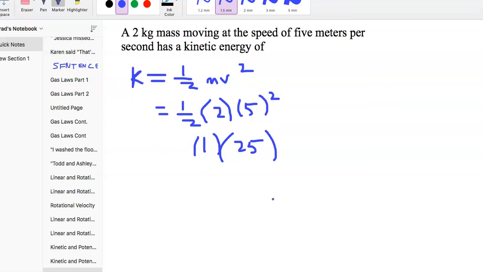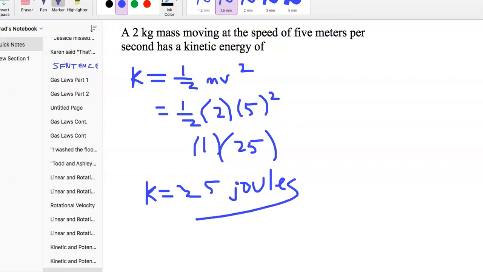Okay, and so then finally we drop it down. 1 times 25 is 25. And making sure we have the right measurement on it, this will be in joules. Okay, and there we go. That's our answer. The kinetic energy in the situation is 25 joules.